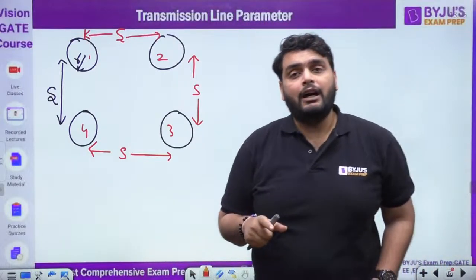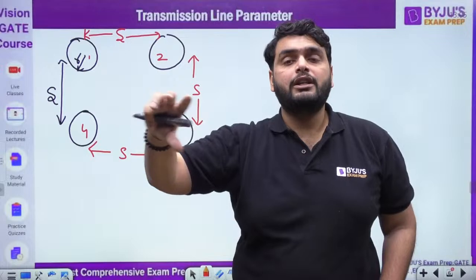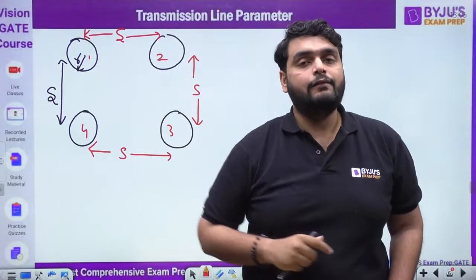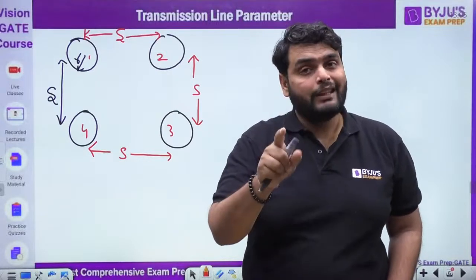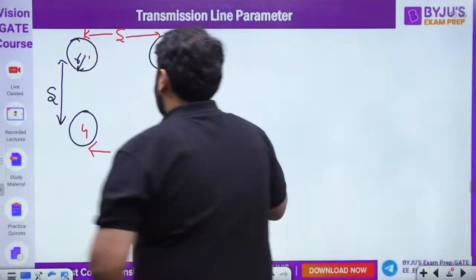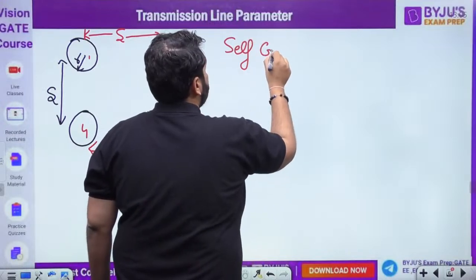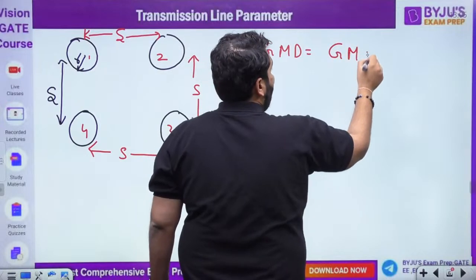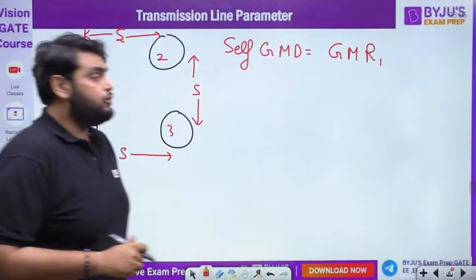But if we have a non-symmetrical configuration, for example, the horizontal configuration, then to find out the self GMD, you have to find out the GMR of each and every conductor. That is very important. Okay. So here, what is self GMD? It is equal to the GMR of any subconductor you can choose. I am choosing the first subconductor, so finding out the GMR of that.